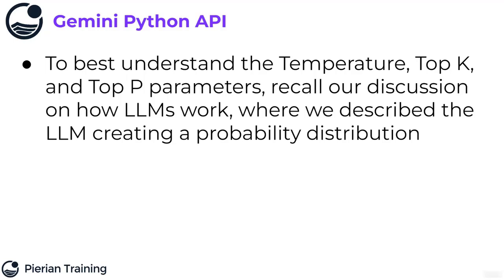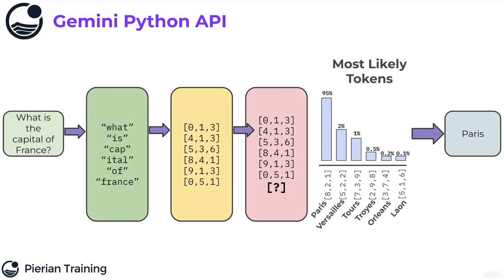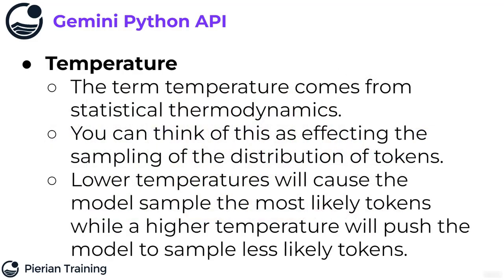Now, to best understand the more complex parameters, that is temperature, top K, and top P, let's recall our discussion of how LLMs work that we talked about at the very start of the course, where we described the LLM, or large language model, creating a probability distribution. So recall this process of going from words to tokens to vectors to then creating a probability distribution that we can sample from for the next most likely token. So temperature, top K, and top P end up playing around with this probability distribution. Let's begin with temperature. The term temperature actually comes from statistical thermodynamics. You can think of this as affecting the sampling of the distribution of tokens.